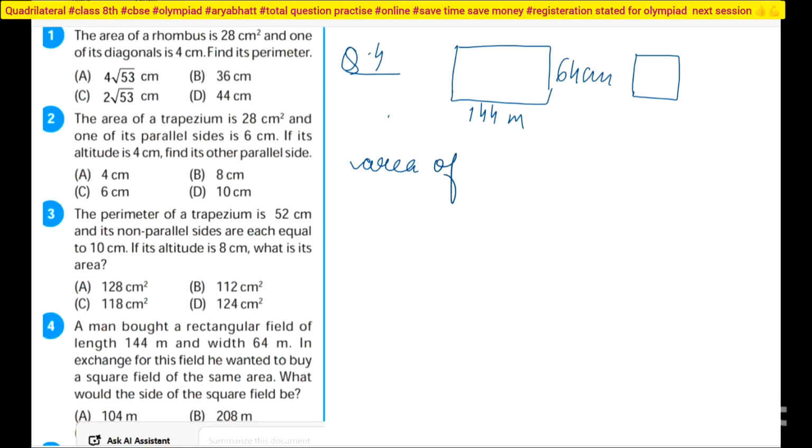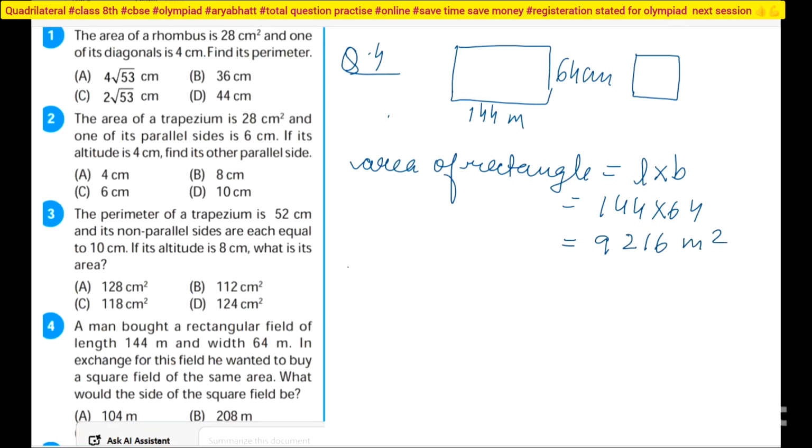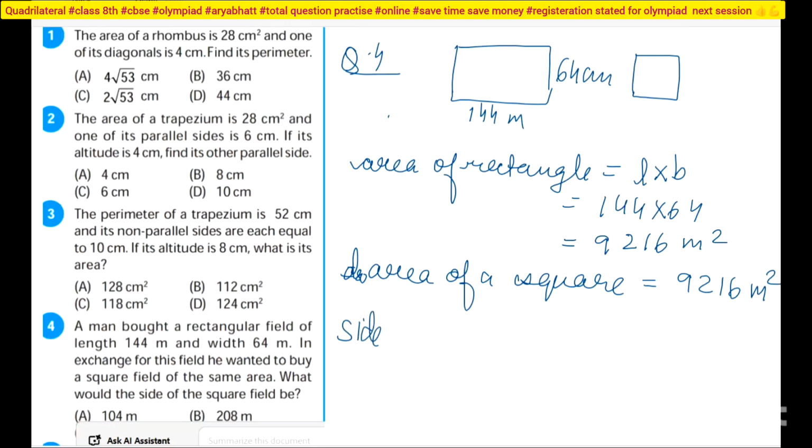I will calculate the area of rectangle. What will it be? L cross B is equal to 144 into 64. What will I get? 9216 meter square. Now this area is equal to the area of a square, right? Area of the square is nothing but 9216 meter square. Also, now I know that side of a square will be what? L is the root of.